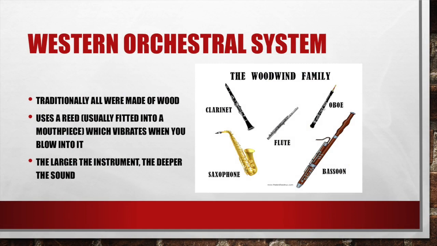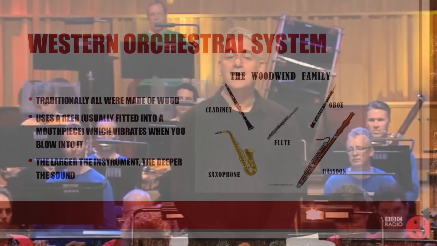Traditionally, the woodwind family were all made of wood. To produce sound, a thin piece of wooden material called a reed is used and vibrates against a mouthpiece when you blow into it. This is the main characteristic in the woodwind family, which is why the brass saxophone is classified as a woodwind instrument. Like the other two families, the larger the instrument, the deeper the sound. Grant will now introduce the woodwind family.